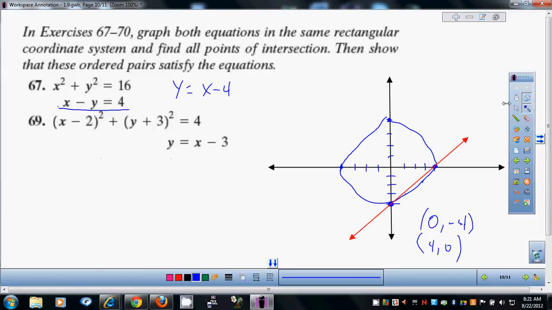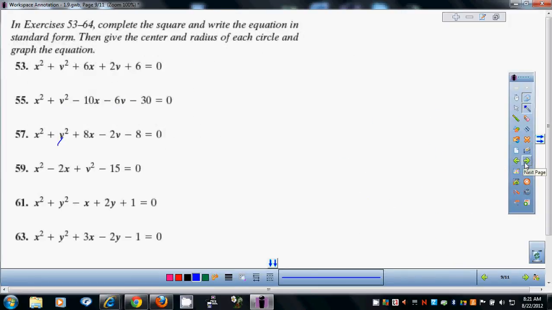So graph both of them. This one's the same thing, except what's the center and radius of my circle here? 2, -3, and my radius is 2. Let's graph the points and go. Questions? What were those numbers I skipped? 53 through 64? Okay.